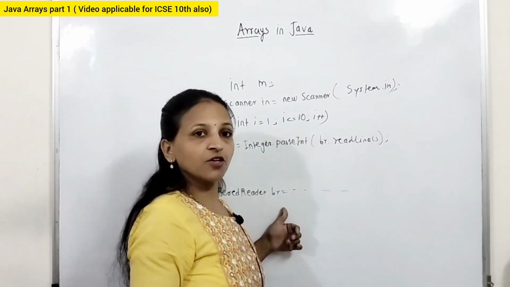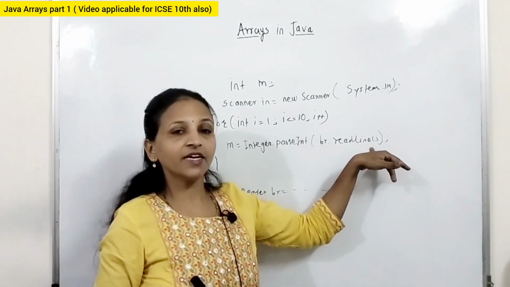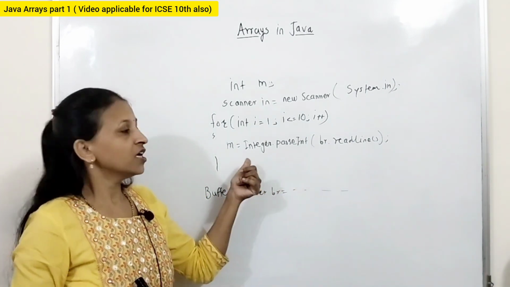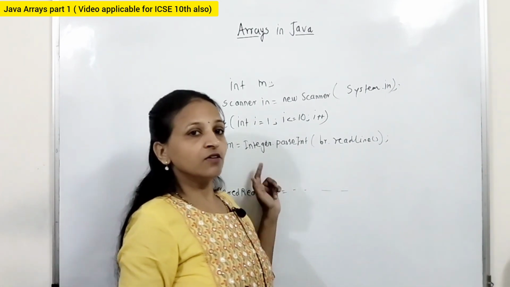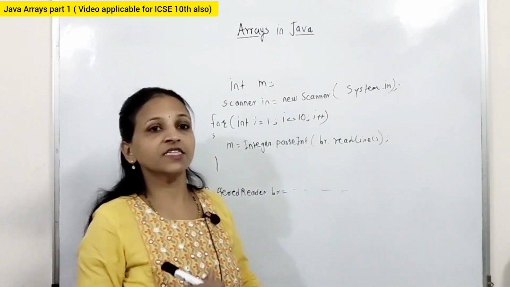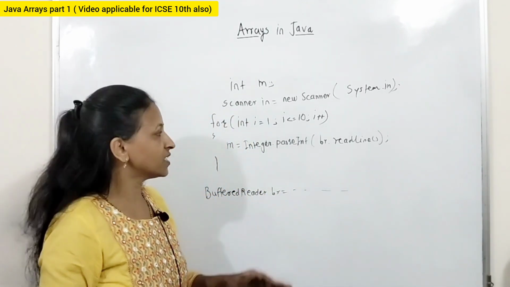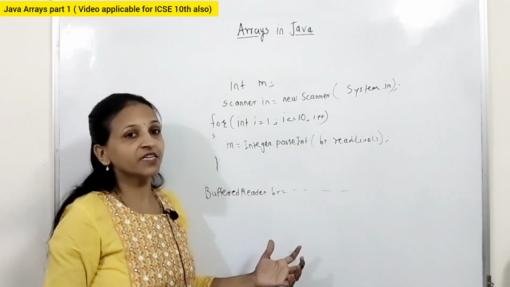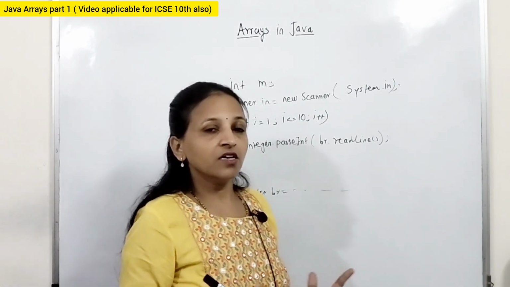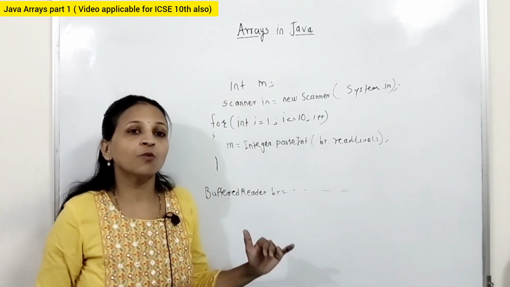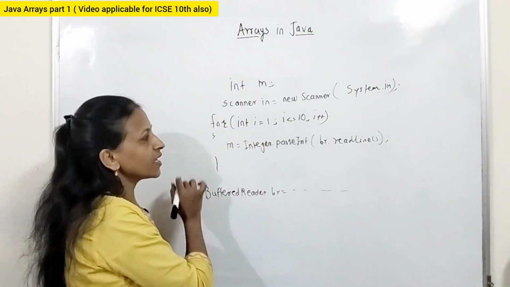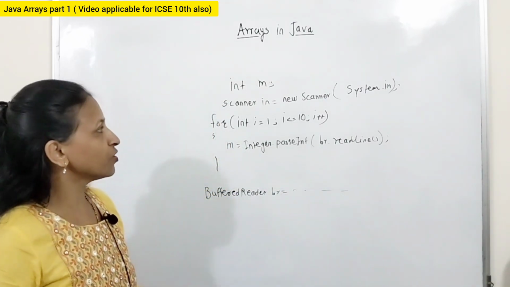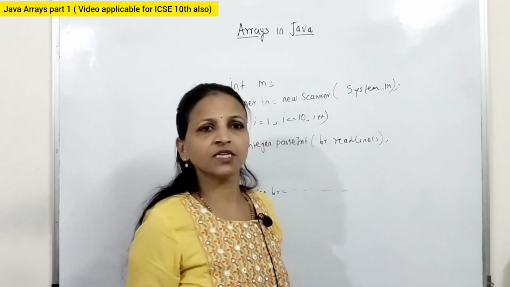BR, buffered reader, we can use to accept data from user, but whatever data is read will be in string format, that we have to convert to integer using Integer.parseInt. Now Integer is a wrapper class, and this parseInt method is written inside that wrapper class, that we can use to convert string to integer, because using buffered reader we can only read information from user in the form of strings. Again the same thing will happen, no change. Whether you are using scanner or buffered reader, it doesn't matter here.